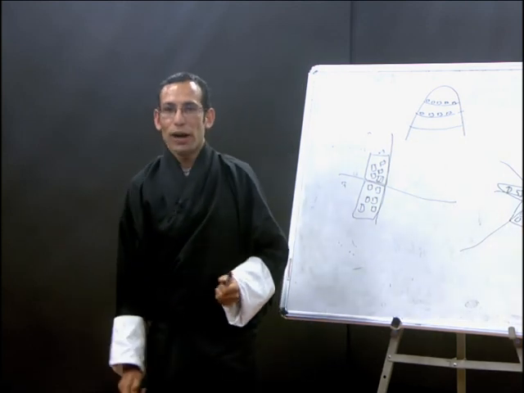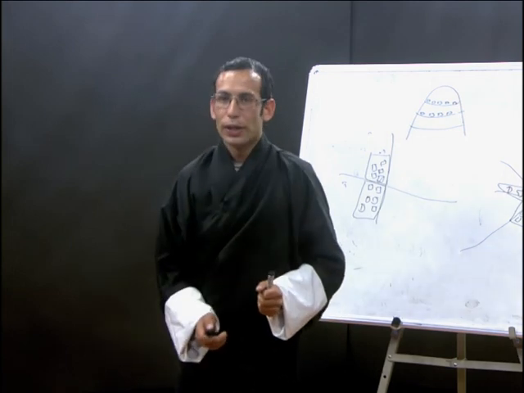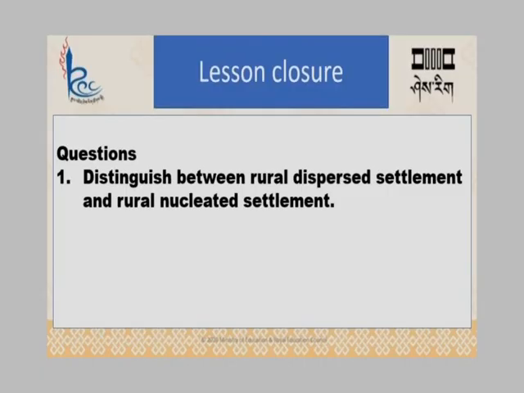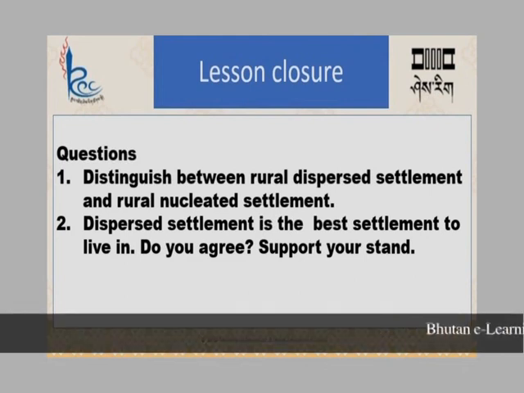And now, finally, dear students, I have questions for you. Question number one: distinguish between rural dispersed settlement and rural nucleated settlement. The next question for you is, dispersed settlement is the best settlement to live in. Do you agree? Support your stand.